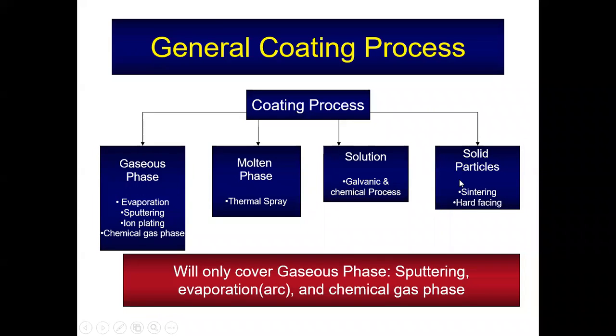But in this particular class, we're going to cover one particular area of coating, which is gaseous phase coating. Basically, there is an evaporation process, sputtering process, ion plating process, chemical gas phase process. We're going to only cover three processes under the gaseous phase coating process, which are sputtering, evaporation, and chemical gas phase. So we're going to concentrate on the gas phase coating process.